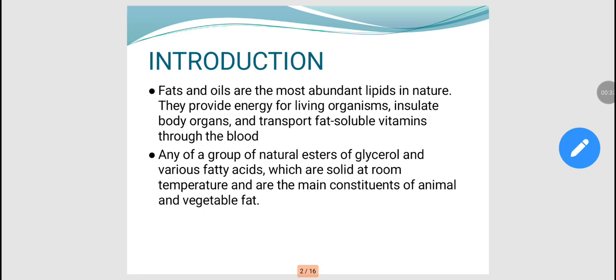Fats are any of a group of natural esters of glycerol and various fatty acids which are solid at room temperature and are the main constituent of animal and vegetable fat.